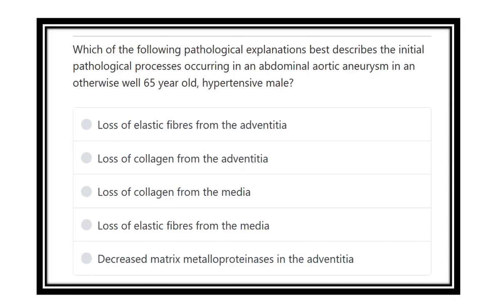Which of the following pathological explanations best describes the initial pathological process occurring in abdominal aortic aneurysm in an otherwise well 65-year-old hypertensive male? So abdominal aortic aneurysm is a pathology of the aorta, and we have to find out the initial pathological process or the initial change in the development of abdominal aortic aneurysm.